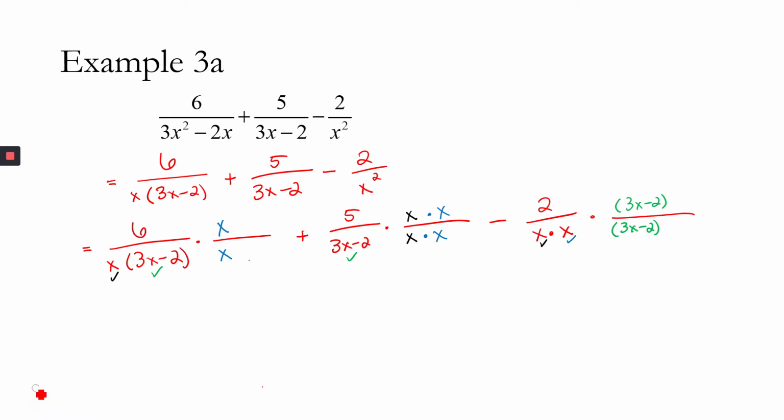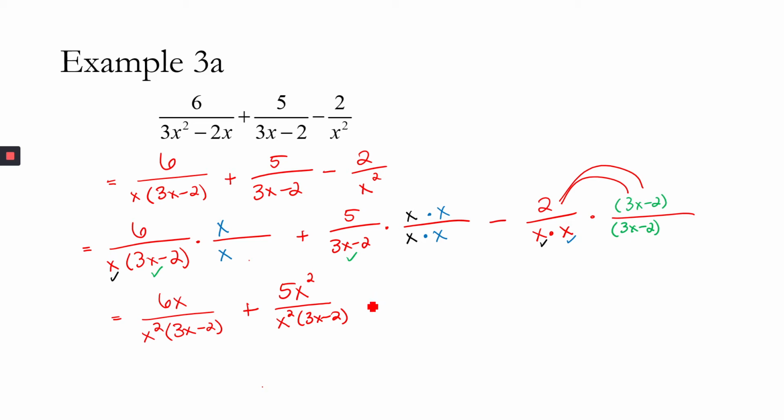So now I need to simplify my numerators a little bit. So in this first one, this becomes 6x. I'm going to go ahead and leave it over x squared times 3x minus 2. This one, in the middle, I've got 5 times x, so that is 5x squared over x squared times 3x minus 2. And then on the last one, we've got to be really careful because we have to distribute this negative 2 to everyone.